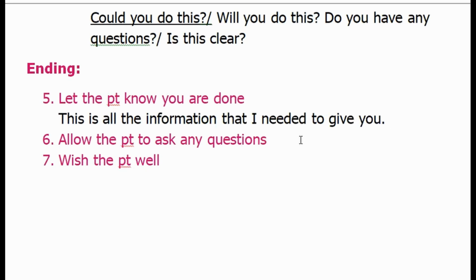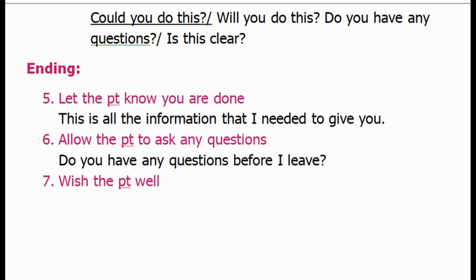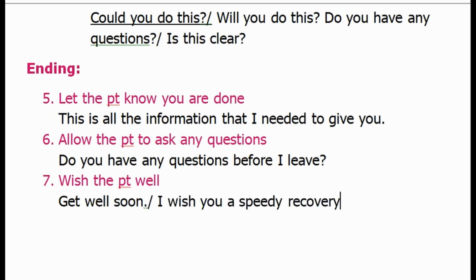These are all the instructions that I needed to give you. And then you're going to allow the patient to ask any questions. Do you have any questions before I leave? And then you're going to wish the patient well. This is very important. So, get well soon. I wish you a speedy recovery. And so on. These are just a couple that you can use.